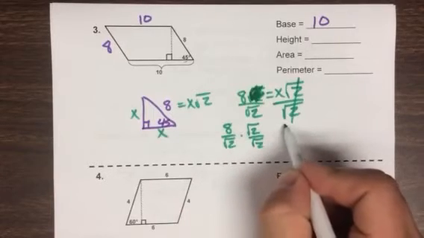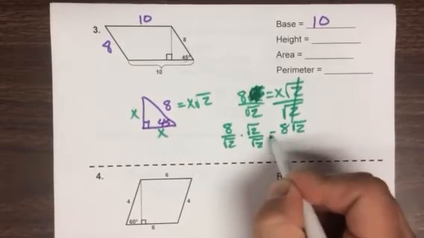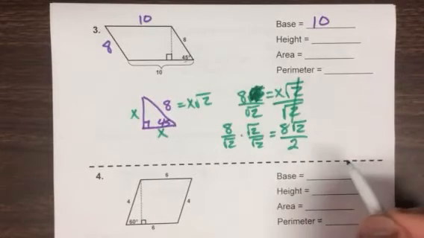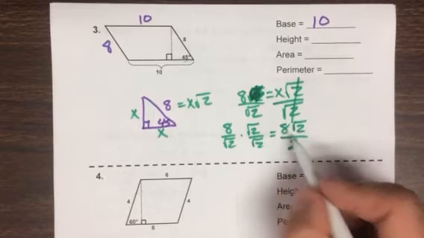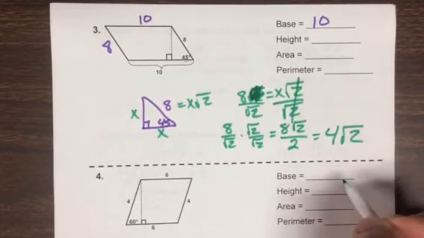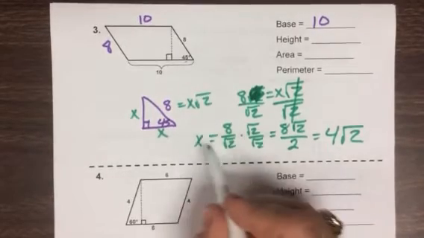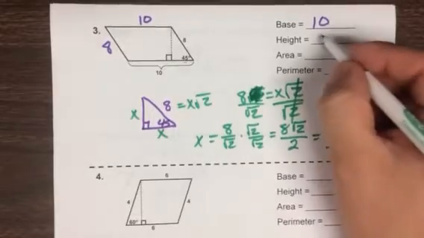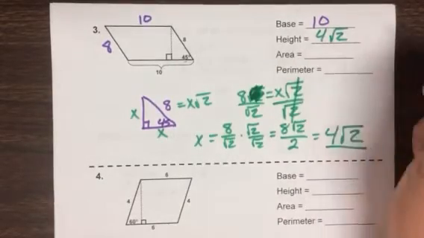8 radical 2 on top. Radical 2 times radical 2 is radical 4, or just 2. 8 divided by 2 is 4. I'm going to put the radical 2 with it. So x equals 4 radical 2. So in this case, the height equals 4 radical 2.